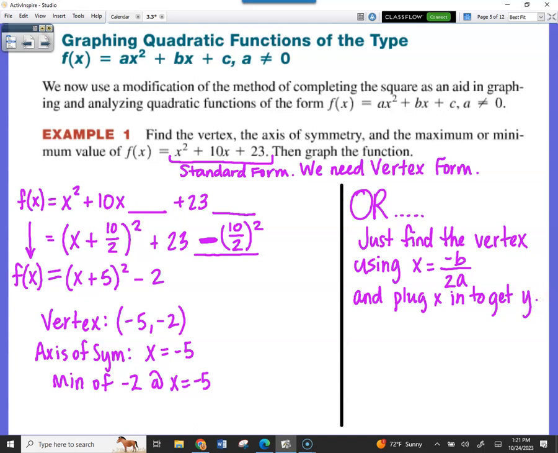Now, I say x and I say y, but really it's h and k, okay? Just want to make sure you understand that. We are talking about the vertex.